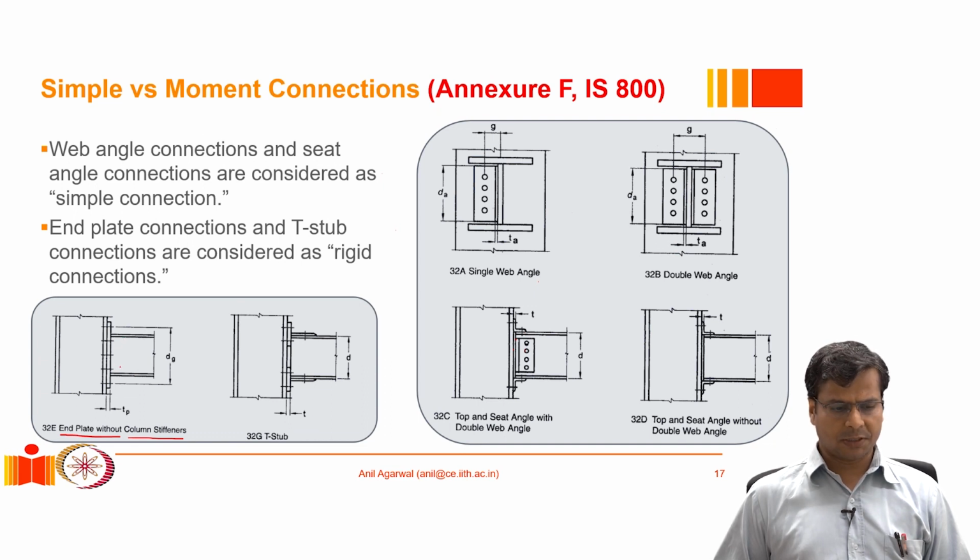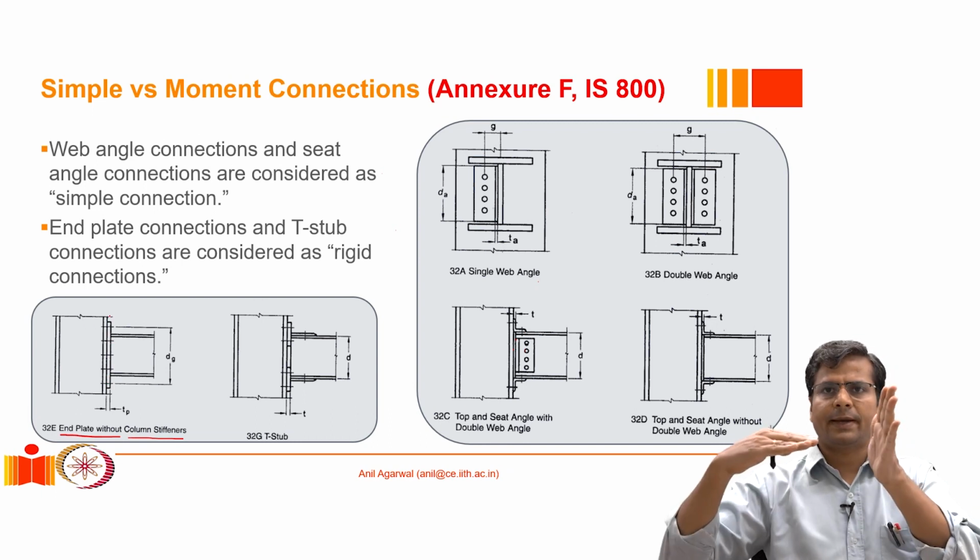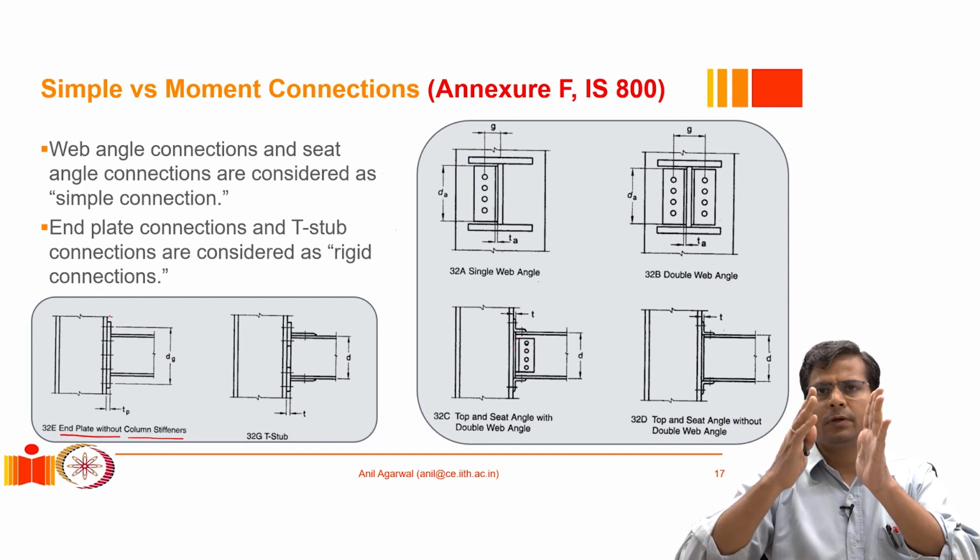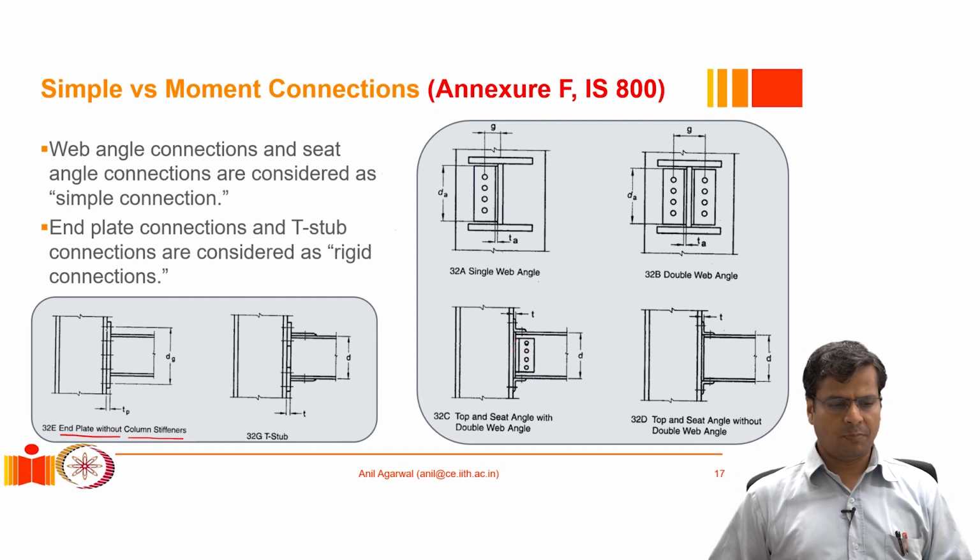So in this particular connection, if you see closely, you have a beam. That beam is typically welded, the end of the beam is welded to an end plate. So end plate, as the name suggests, is a plate that is welded all around to the beam. Okay, so this plate is effectively or rigidly connected to the beam, and then the end plate itself is typically bolted to the column flange.